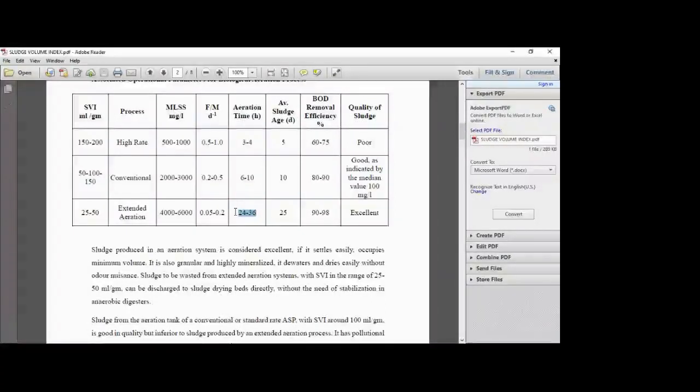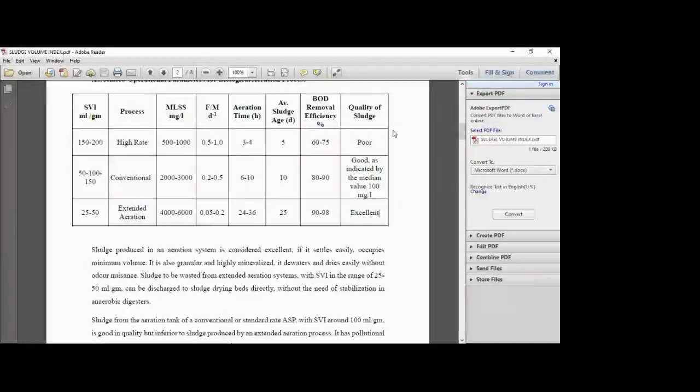Now, if I go for oral examination, I normally ask the students, and they tell me, sir, if SVI value is in the range of 150 to 200, it is called a poor quality sludge. They tell me if it is between 25 to 50, it is excellent quality sludge. Then I ask them, what is the meaning of excellent quality sludge, what is the meaning of poor quality sludge, and what is the good quality sludge? Many of these students do not have an answer for this. Now I'll be telling you the answer for this, and it is to be remembered.